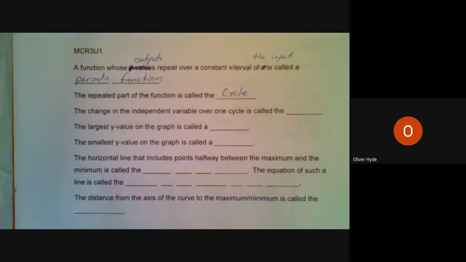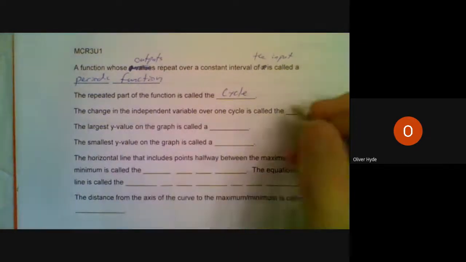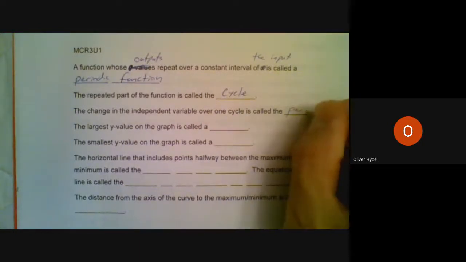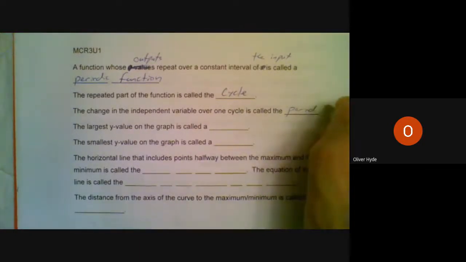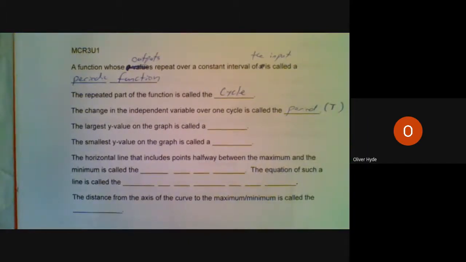That's really just a part. It's not a number. It's one of the few things here that isn't a number. The change in the independent variable over one cycle is called the period. And I forgot to mention, we generally use capital T when identifying the period, because that will usually be a number. It's not always time. It can be a distance. It's almost often time. It can be a length, yeah.